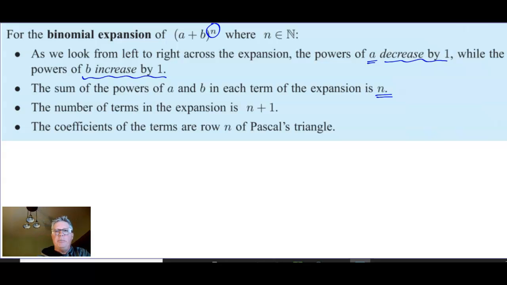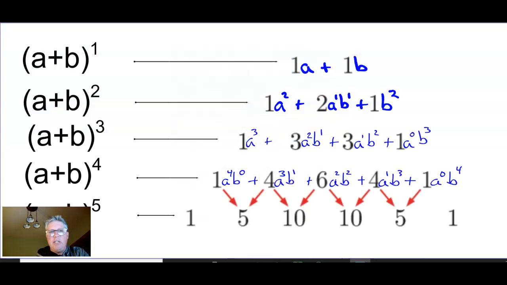The number of terms in the expansion is n plus 1. I don't understand that. N plus 1. So we take this squared and we get 3 terms. Okay. So maybe I should expect 5 terms here. Let's see. 1, 2, 3, 4, 5. And that makes a lot of sense if you think b to the 0 has to be in a term, and it always goes to b to the 4th. So there are going to be 5 terms there.